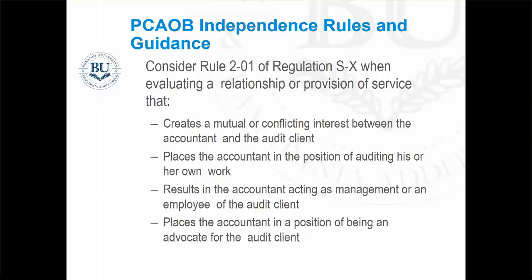The accountant acting as management or an employee of the audit client, that's something that would cause us to be an issue if we are making management decisions. That would put us in a position to be part of their control environment. Wouldn't be something we'd be able to do. As well as being an advocate for the audit client. So if we're hired to be an expert witness or something along those lines for any sort of litigation, we're advocating too much for the audit client, and therefore it would impair our independence.